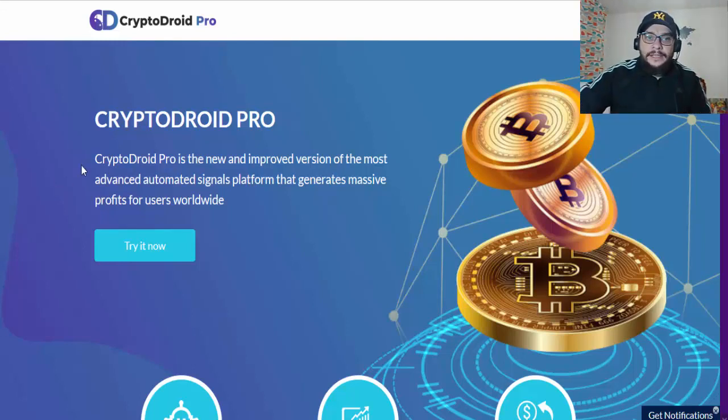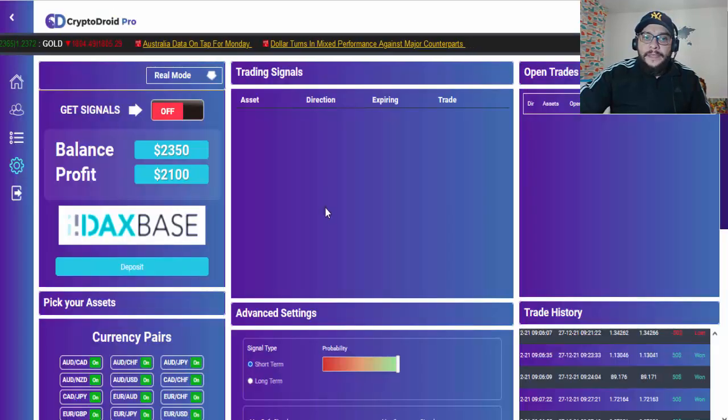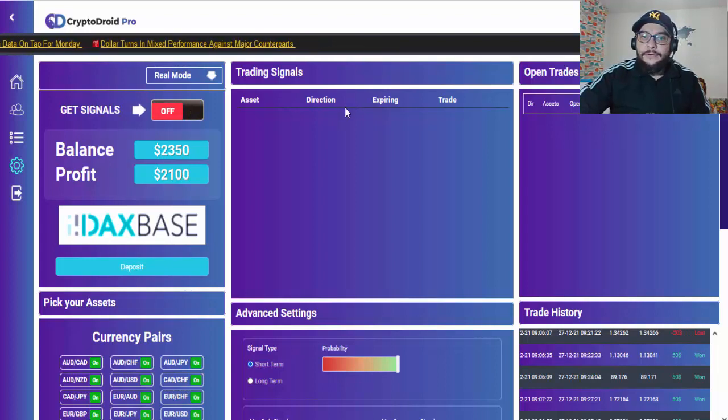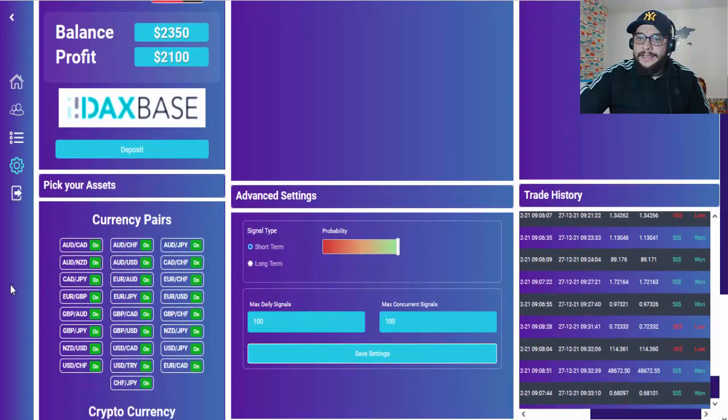Now let me go ahead and go inside Crypto Droid Pro into my dashboard. And here we go, here we are. This is the Crypto Droid dashboard, and here you will see trading signals. It is very simple to use. You'll get signals here, and just click on any signal you want to place, and you will see open trades here and also trading history here.